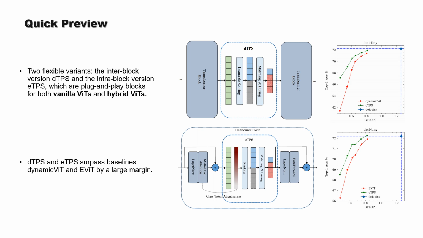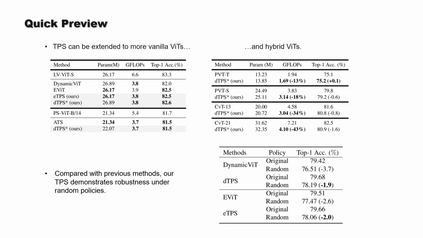For a fair comparison with prior methods, and also to show our flexibility, we designed two variants of our TPS, including DTPS and ETPS, one for the inter-block pruning and another one for the intra-block. They are both easy to plug into vanilla or hybrid ViTs. As you can see, they both pass the two baselines and other state-of-the-arts, and show higher robustness under our random experiments.